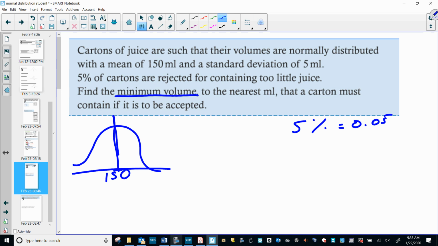So you've got too little juice. Too little juice. So where is the less juice? The left. Okay, so it'd be like that. And it would be to the left of that point. Why don't we label it X? I meant the line. We know that that area is 0.05.